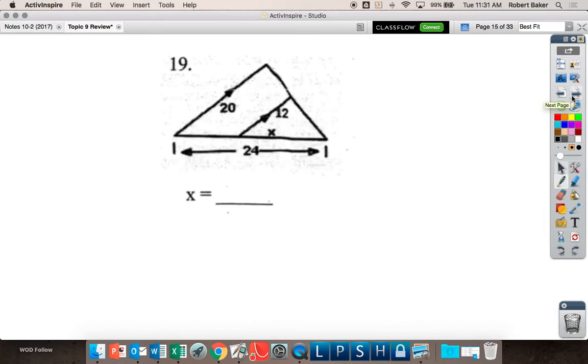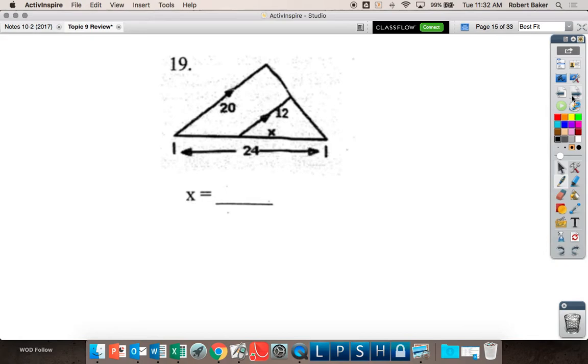Okay, please don't fall for the trap. What do you do, Taylor? You do, well, hold on. See, you fell for the trap. What do you do? 12 over x and then 20 over 24 minus x. Why would you do that? Because you have to subtract the distance. No, you don't. Guys, this is literally day 1.